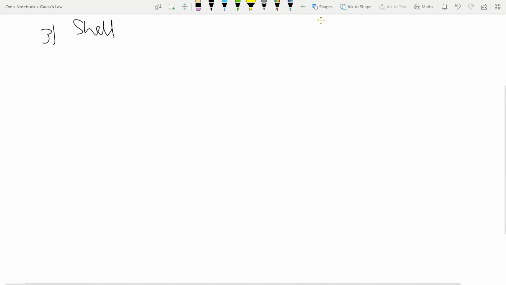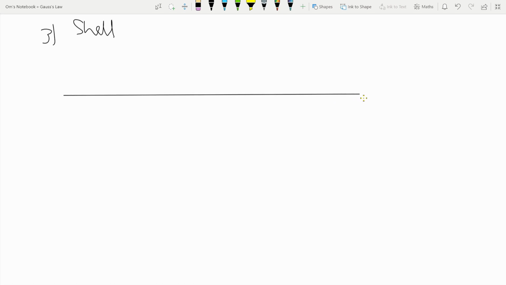Alright, so let's begin with the first case. I'll begin with drawing an infinitely long wire. Of course, drawing an infinitely long wire is not really practical. So what I'll do is I'll just draw arrows over here to indicate the fact that this extends all the way in both directions. Let me just denote that this is the first case.